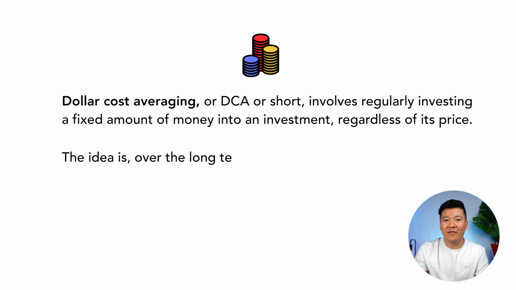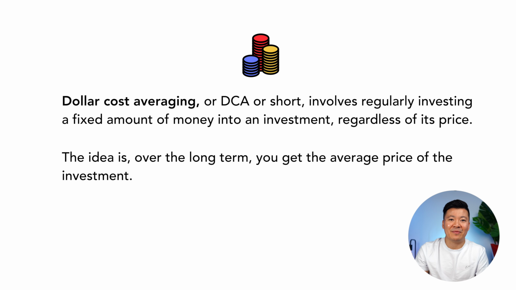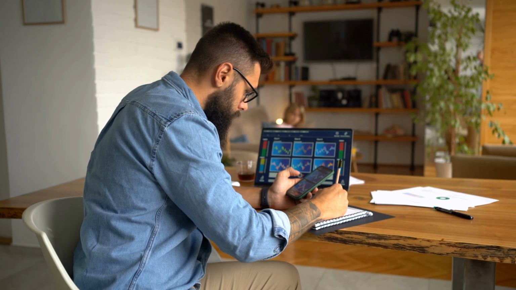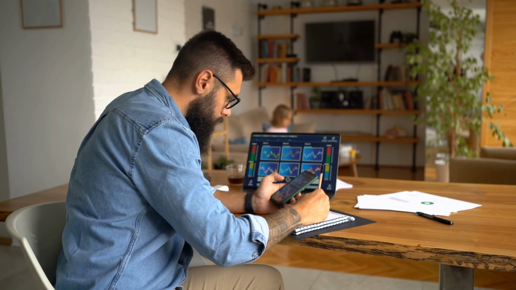The idea is, over the long term, you get the average price of the investment. The main benefit of this strategy is that it reduces market volatility because you end up buying more shares when prices are low and fewer shares when prices are high. This helps to smooth out the effects of short-term market fluctuations. It also makes you a more disciplined investor. Since you are forced to stay consistent no matter the market condition, you become a less emotional investor. If you are constantly trying to time the market, then you will always be stressed when prices are falling, and you may get scared and panic sell, which is the worst thing you can do as a long-term investor.